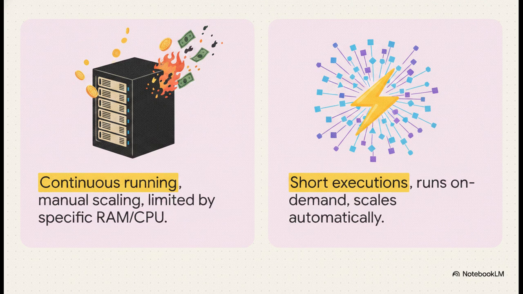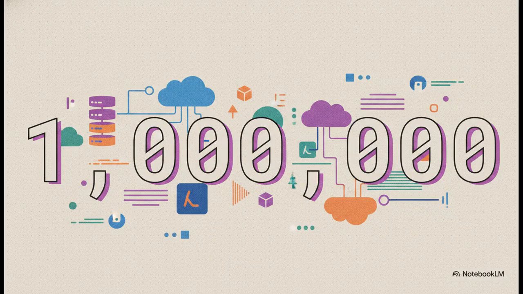Lambda, on the other hand, is built for short executions. It runs strictly on demand, only when triggered, and it scales completely automatically. You are charged solely for the exact fraction of compute time your code runs. To put that cost-effectiveness into perspective, AWS literally gives you 1 million free Lambda requests per month on their free tier. Plus, you get 400,000 gigabyte seconds of free compute time. That means you can build and test incredibly robust architectures with basically zero upfront cost. It's a total game changer.